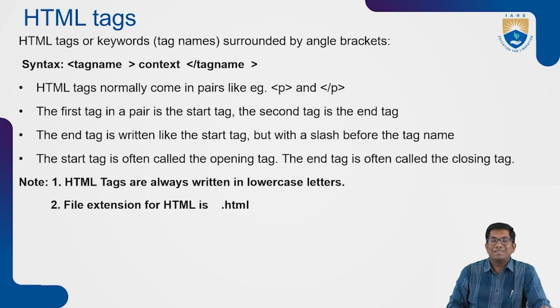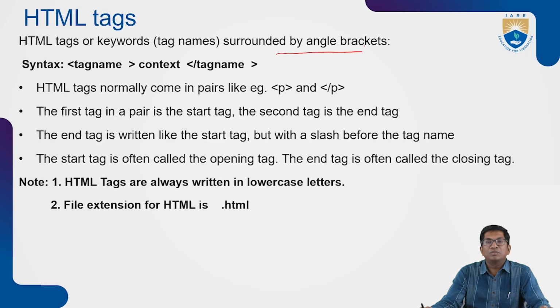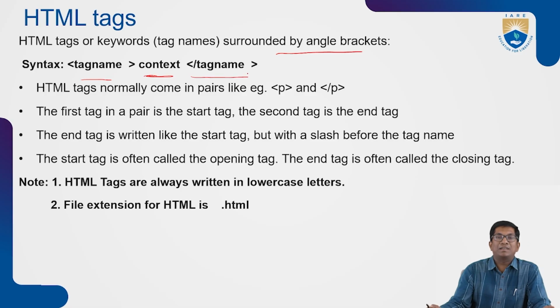Before that, what is a tag? HTML tags are keywords surrounded by angle brackets. Everything you are telling the markup language, markup language means it contains tags. You write the tag name in between the angle brackets, and that we call a tag. It contains two tags, the starting tag and the closing tag. Here is the content, the tag name or some content. Everything you have to write in between the open tag and the closing tag.